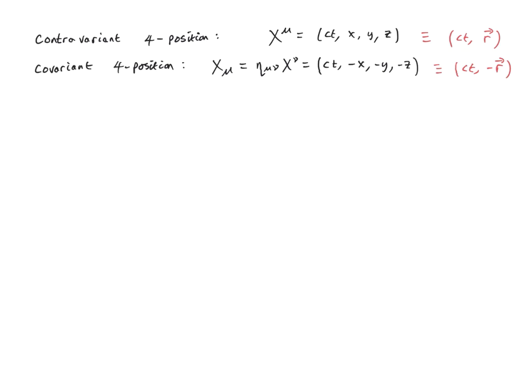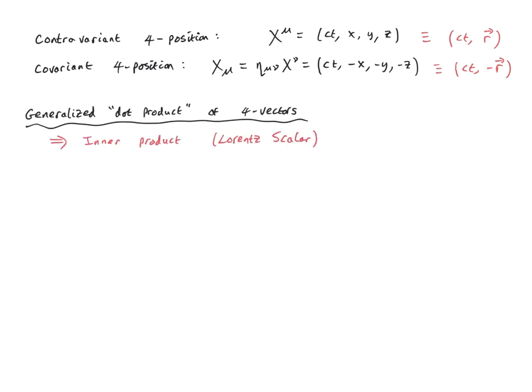So the only thing we need to remember here is that the space-like components get an extra minus sign when we're talking about the covariant 4-vector. So now we're in a position to talk about the generalized dot products of 4-vectors. As we talked about in a previous lecture, this is basically the inner product of these 4-dimensional spacetime vectors. These are also called Lorentz scalars, which are a generalization of the usual scalars in our 3-dimensional Euclidean space.